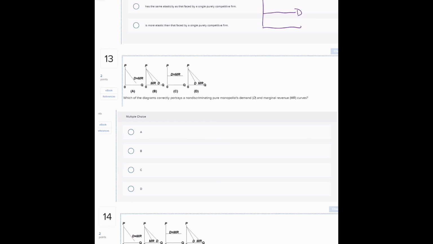Number 13 says, which of the diagrams correctly portrays a non-discriminating pure monopolist demand and marginal revenue curve? So non-discriminating. We can look at these and say there's a few things that are obvious right off the bat. First of all, this one is incorrect, because marginal revenue is less than demand. For a monopolist, this would not be true because that's for a perfect competitor. And this would be for a perfect price discriminating competitor. So it's not that one. So your answer here is B. And that's what a monopoly firm looks like in terms of its marginal revenue and demand curve structure.